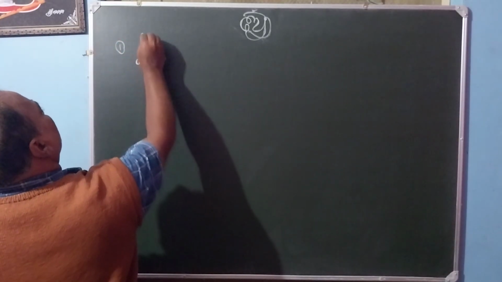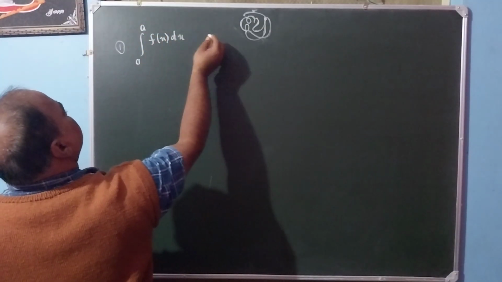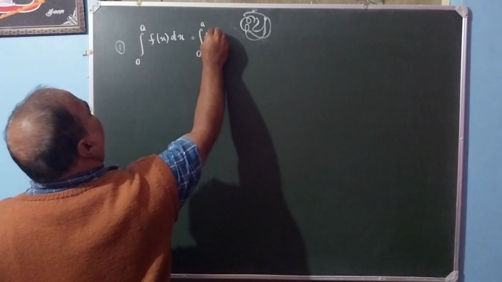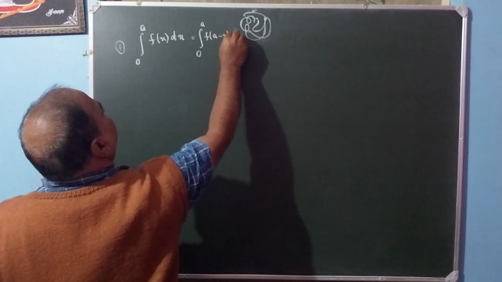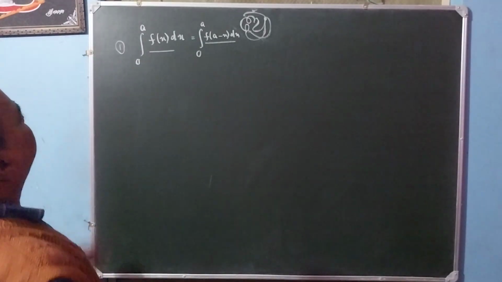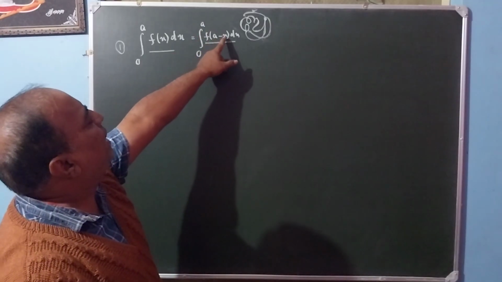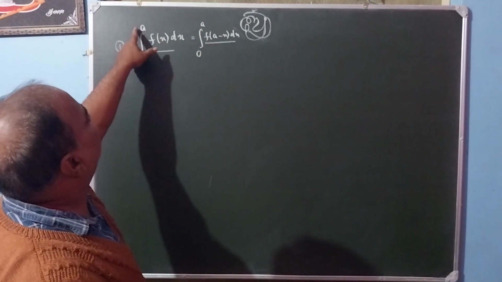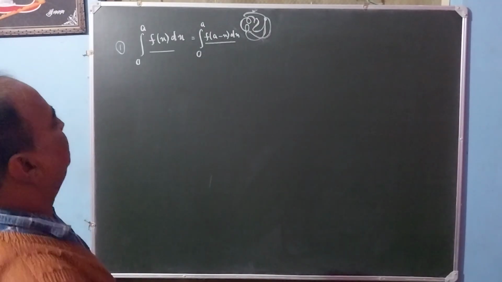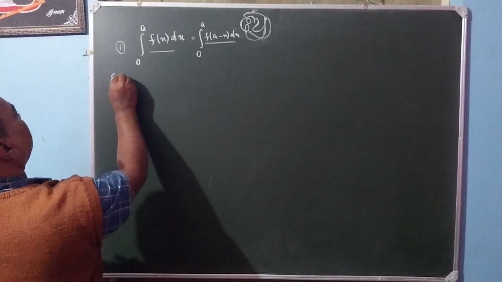Integration of 0 to a f of x dx is equal to integration of 0 to a f of a minus x dx. This is one formula. Okay, 0 to a f(x) dx is equal to 0 to a f(a minus x), where x is replaced by a minus x. The proof I have already discussed. By using this formula, we have to work out some problems. Write down a very important problem.